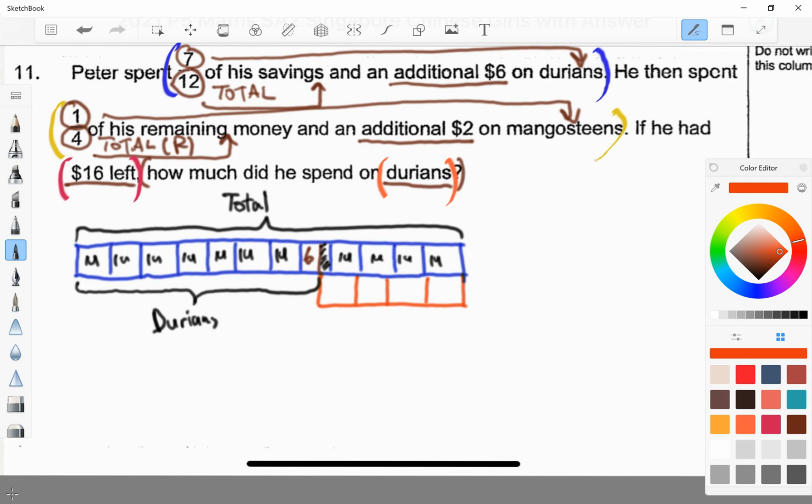And they say 1/4 of his remaining money and an additional $2 on mangosteens. So 1 part and an additional $2. So I will indicate that. For the rest of the stuff, next to the $2, I will shade it up. Then I'll put another 1 part and another 1 part. So I'll also label my model to show that 1 part and an additional $2 on mangosteens.